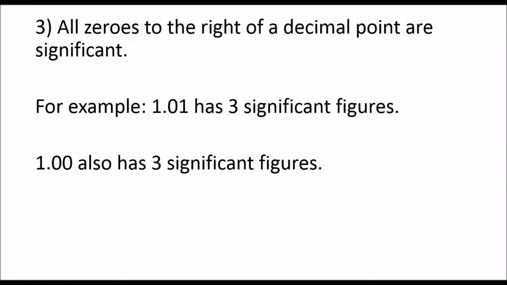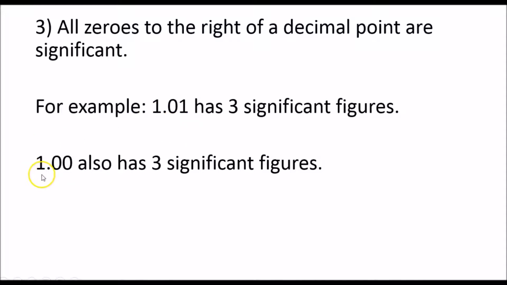Right, rule 3. If you have a decimal point, all zeros to the right of the decimal point are significant. So for example, in 1.01, that has 3 significant figures, the 1, the 0 and the 1. The 0 is significant here for 2 reasons. It is to the right of a decimal point and it is between 2 non-zero numbers.